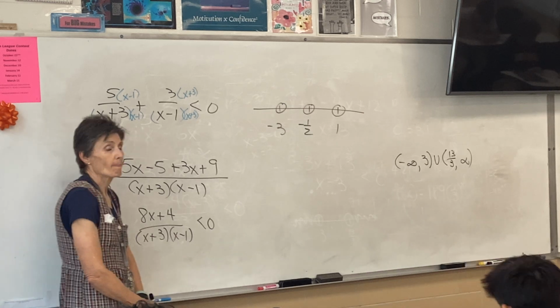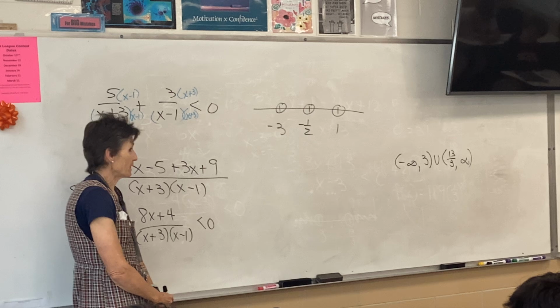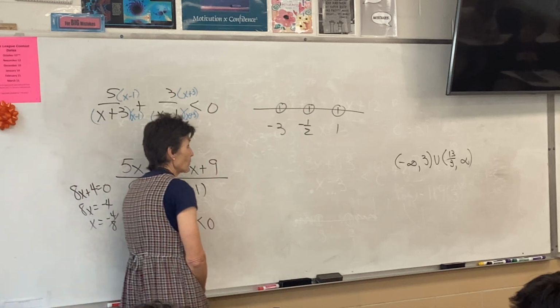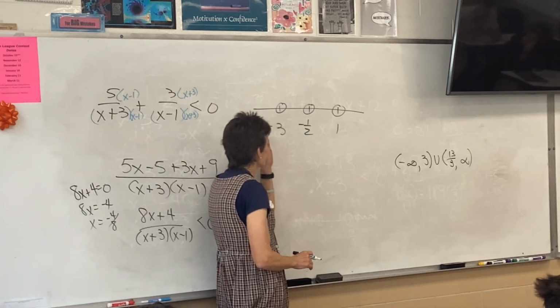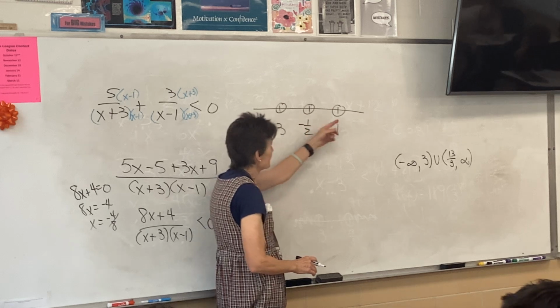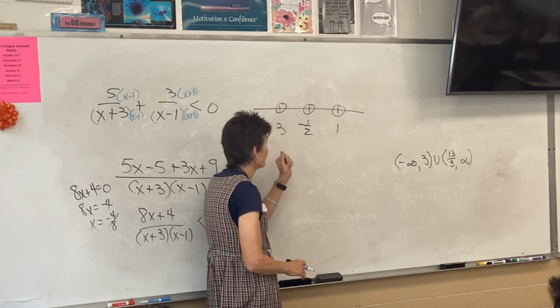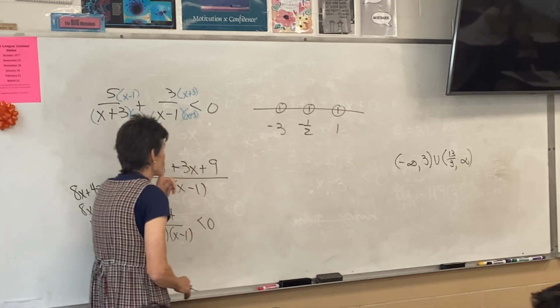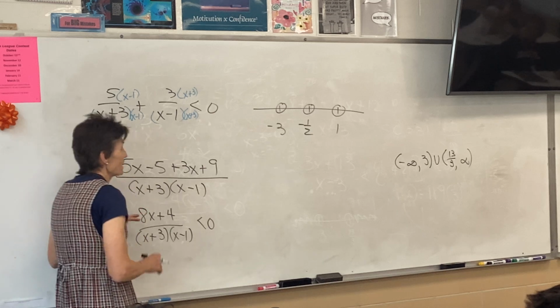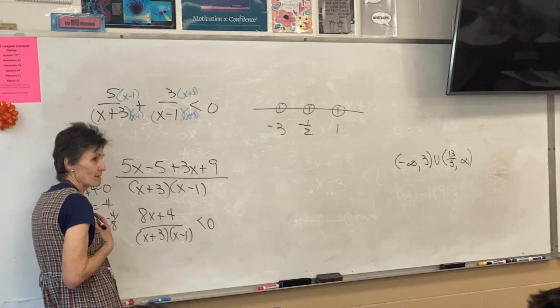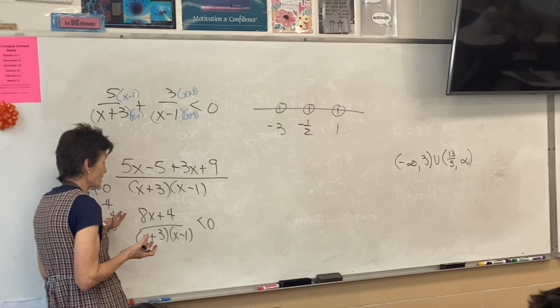Now what? Pick a number. Any number will work. The only numbers you can't pick are these. You can't pick those. Any other number will work. Negative 6, negative 5, negative 4. Yeah, I personally like 0. It makes my arithmetic so much easier.